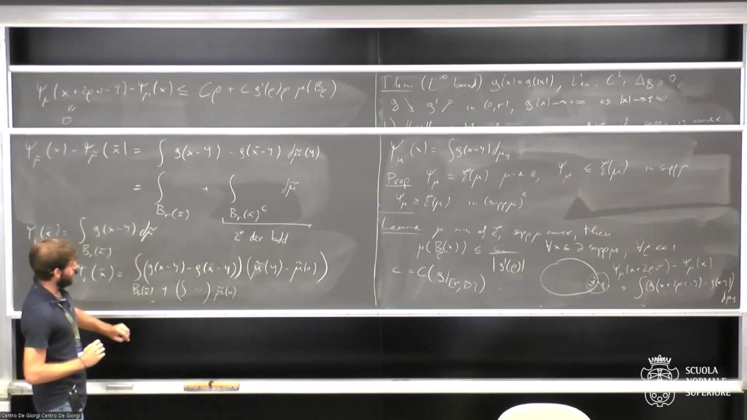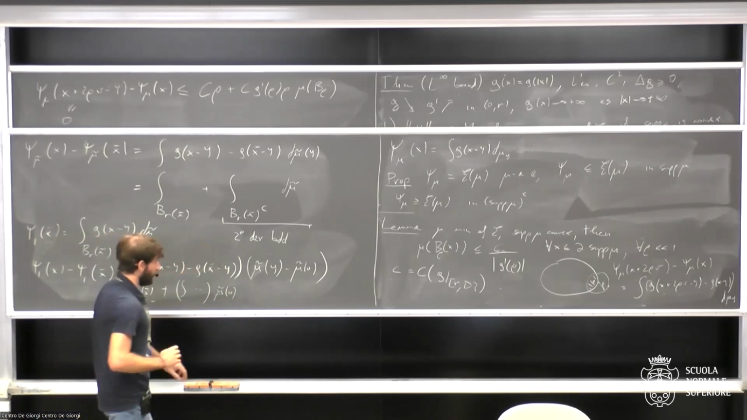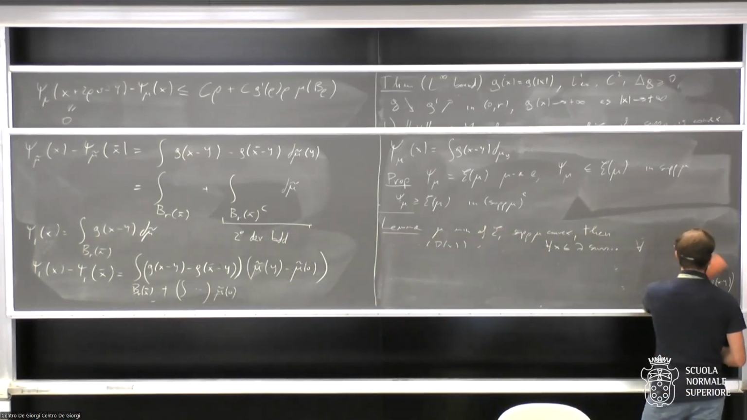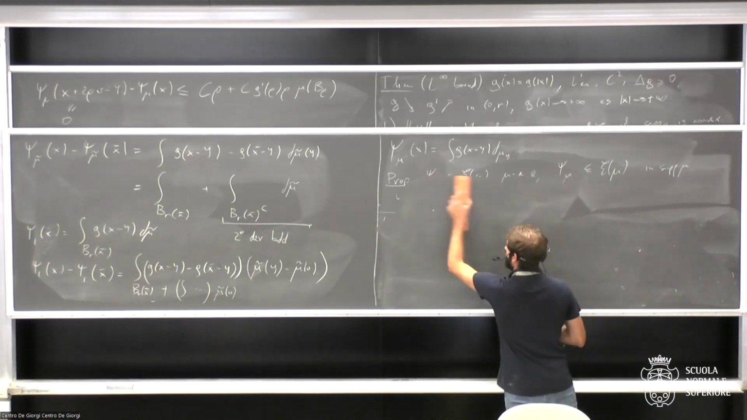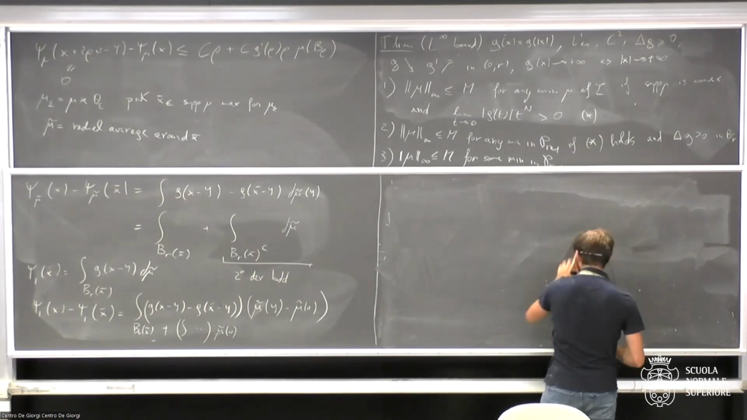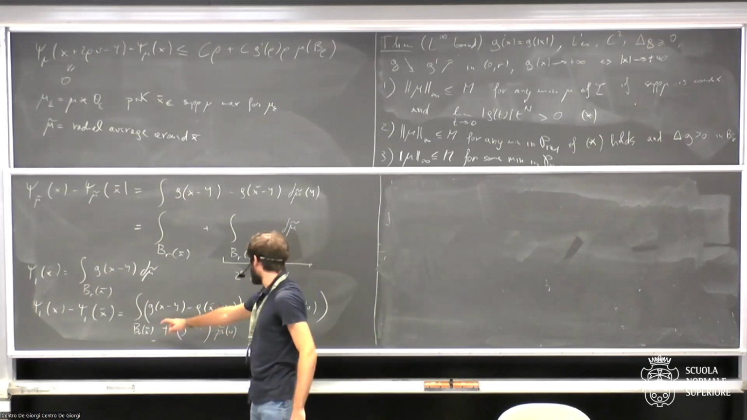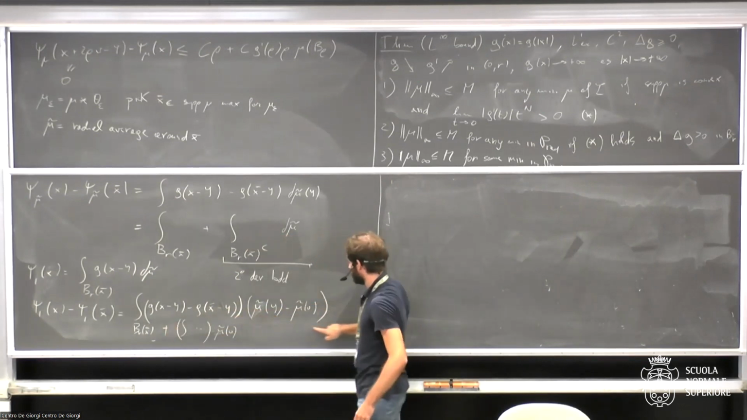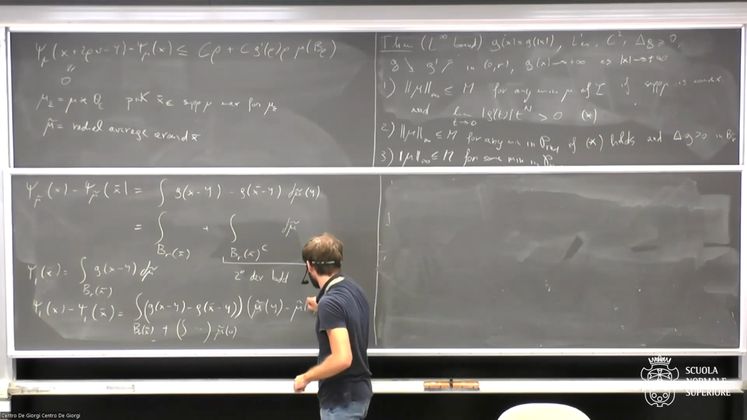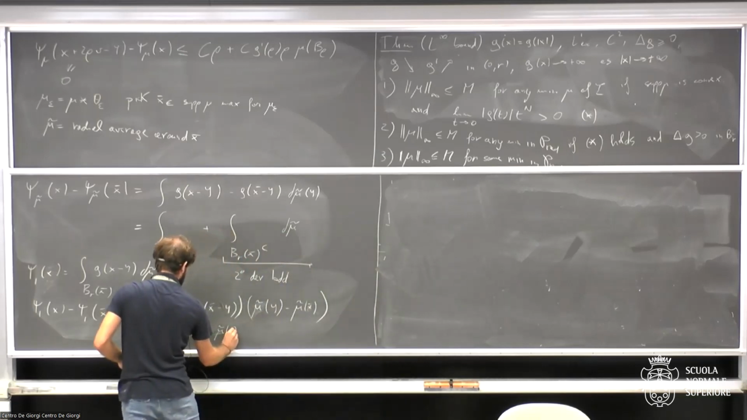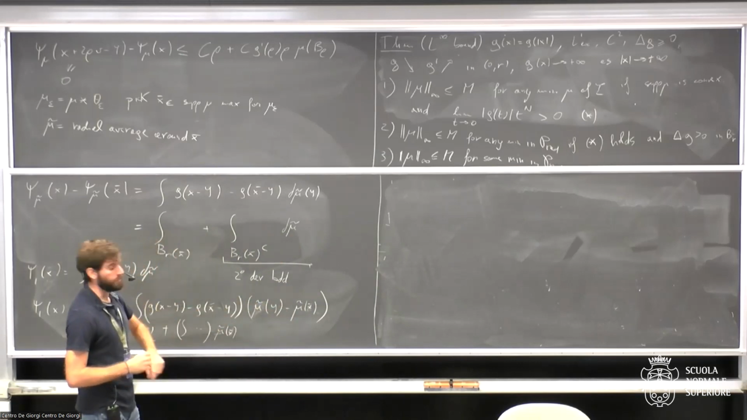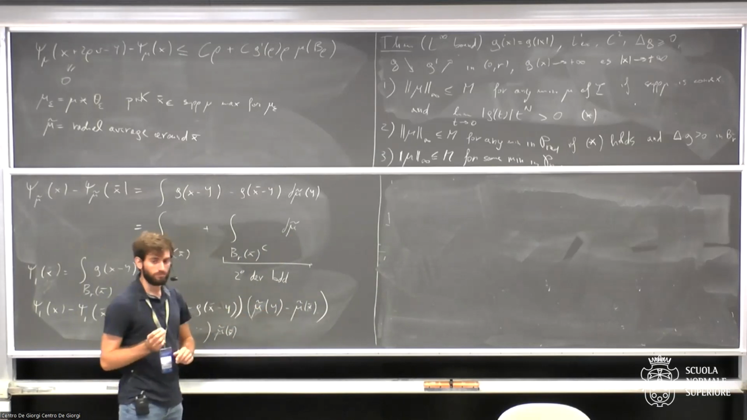And now we look at the first part, and we see that in a small neighborhood of x bar, this piece here is bounded by a constant times the difference between y and x bar squared.